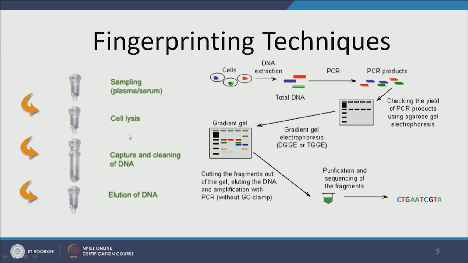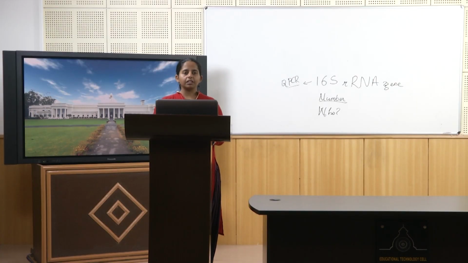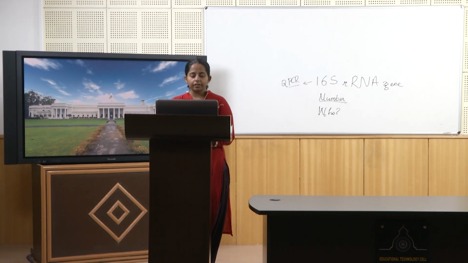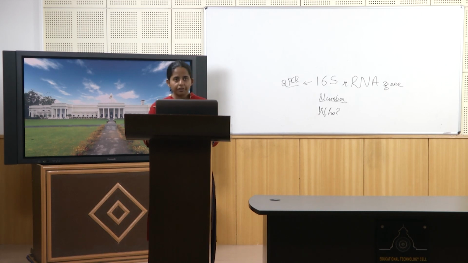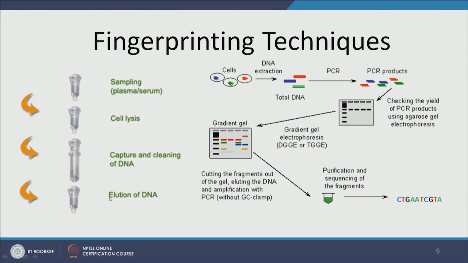So you lyse the cell wall so that you can have DNA in suspension, and then we capture and clean the DNA. This is usually a multi-step process, and then we elute the DNA, typically in deionized molecular biology grade water, or in a buffer that will keep the DNA safe for a long time. So once I have my DNA, I can do PCR.